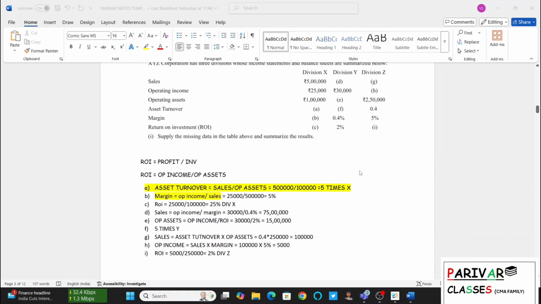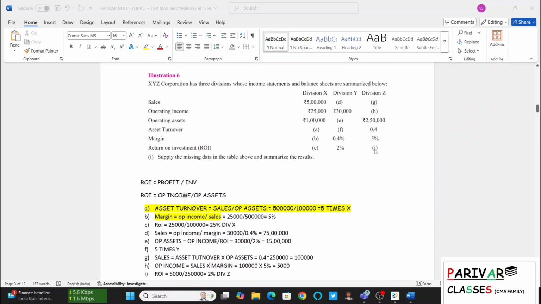We will move to I point. ROI. ROI is nothing but operating income by operating assets. Operating income just now we calculated as 5,000. 5,000 divided by 2,50,000, 2 percentage. I think we have calculated all the data. There is no doubt it seems.